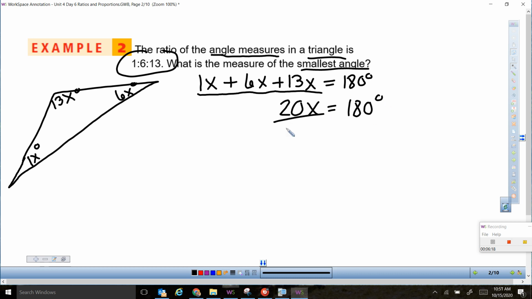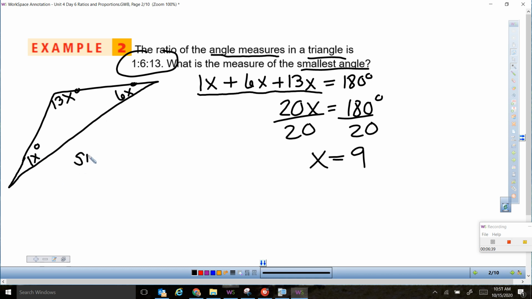Divide those sides by 20. X equals 9. Now, the thing about geometry, are they normally asking you for this x? No. What do they ask us for? We want the smallest angle. So looking at my diagram, which one is the smallest?